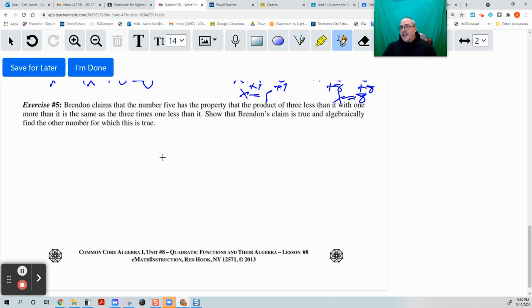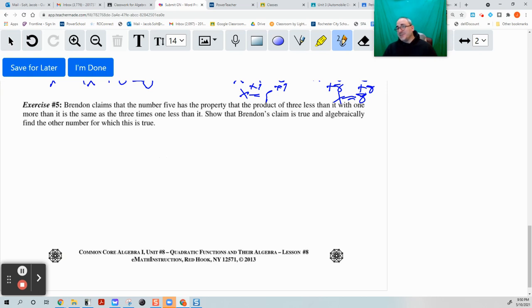Brendan claims that the number 5 has the property that the product of 3 less than it with 1 more than it is the same as 3 times 1 less than it. Tell Brendan to go home, get some rest. Show that Brendan's claim is true, and algebraically find the other number for which it is true.